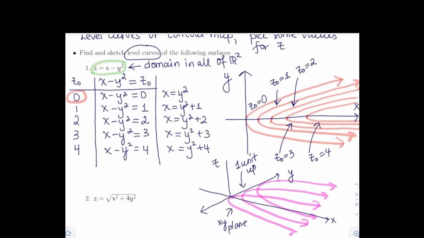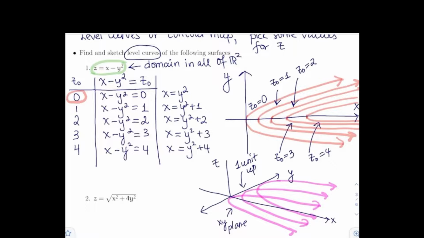So the key components are these: we're going to pick values for our z, set them equal to the function, then solve either for x or y. And sometimes we won't be able to solve for x or y. We just will recognize that, oh, this is an equation, let's say, of a circle or maybe an ellipse.